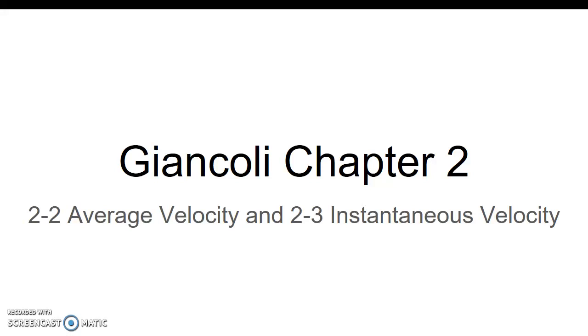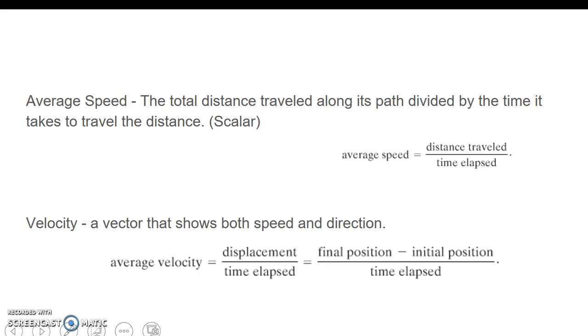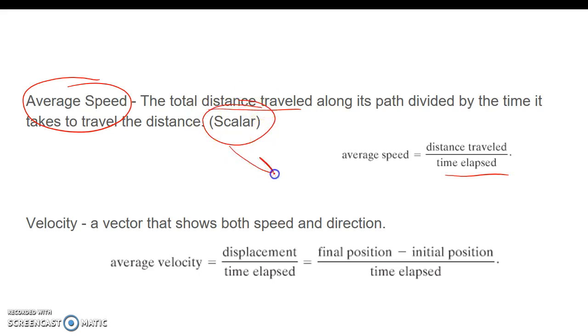Alright, so right now we're going to look at average velocity and instantaneous velocity. Before we get to velocity, let's talk about speed. Average speed is the total distance divided by time elapsed. Now speed is a scalar, which means it has a magnitude but no direction. So speed is always positive.